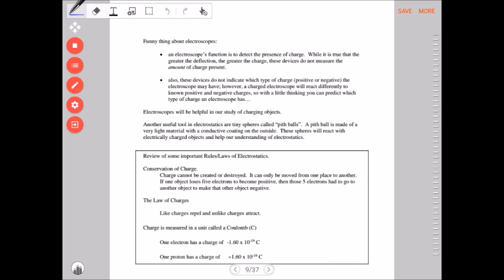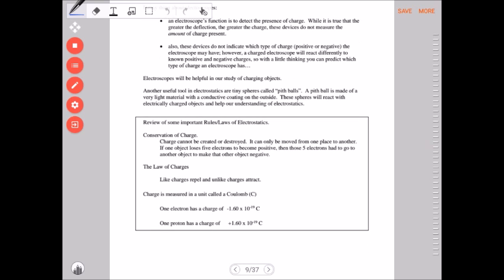Now, another useful tool are these tiny little spheres called pith balls. A pith ball is made of a very, very light material, and has a conductive coating on the outside. These spheres react with electrically charged objects and help in our understanding of electrostatics. So we'll look at both of these things here in a minute: electroscopes and pith balls. Okay, so let's review some of the more important rules and laws of electrostatics.